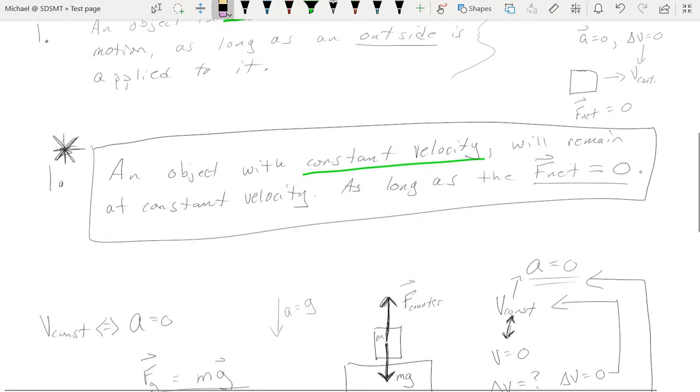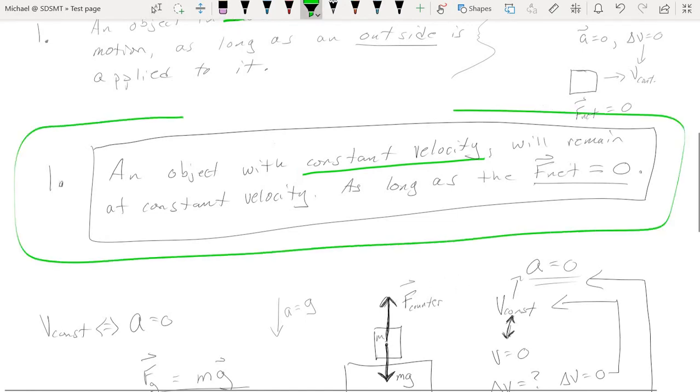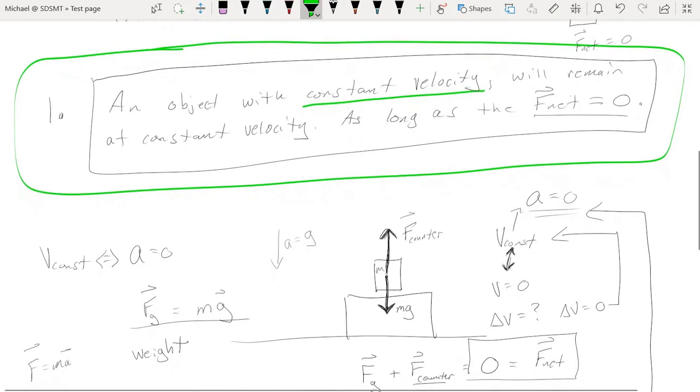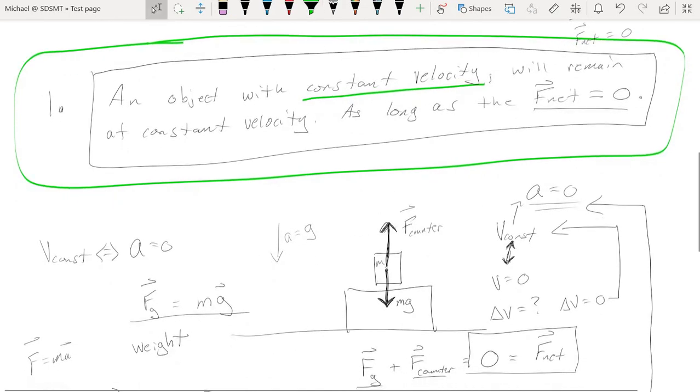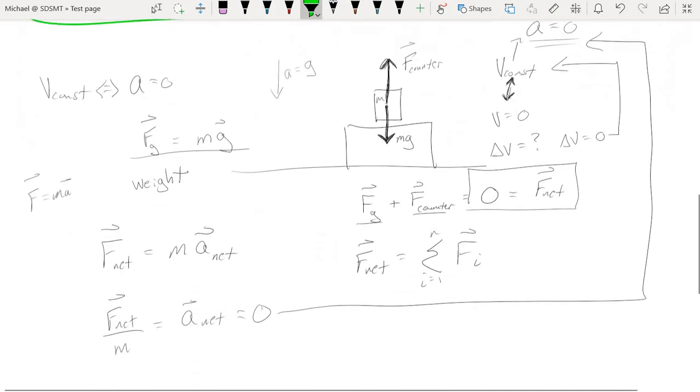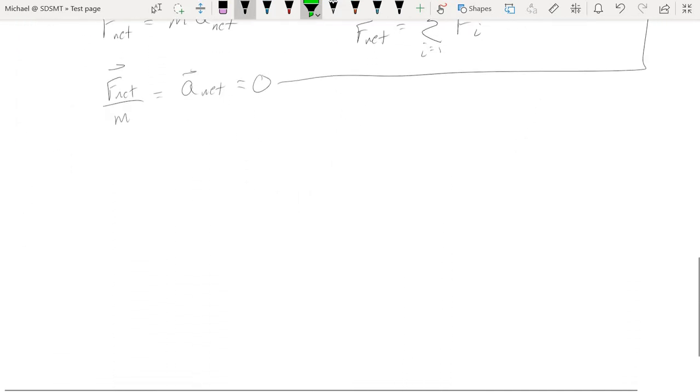And we'll go ahead and surround this with some green so that we know that that's the real deal. And now we'll move on to the second law. Second law is really easy because we've already talked about it. F equals ma. That's it. That is our second law.